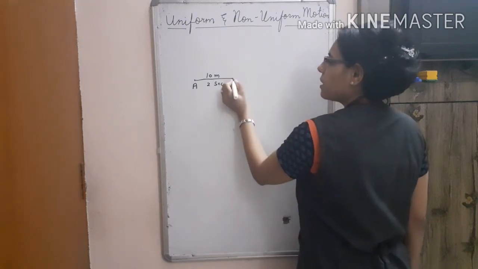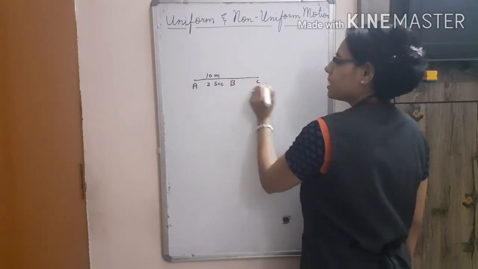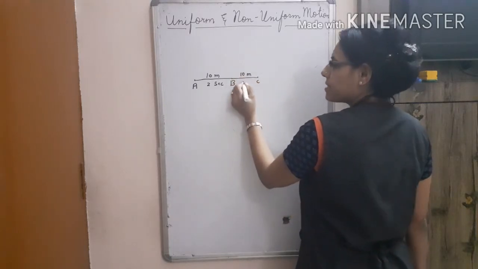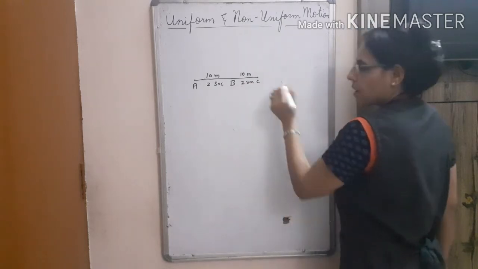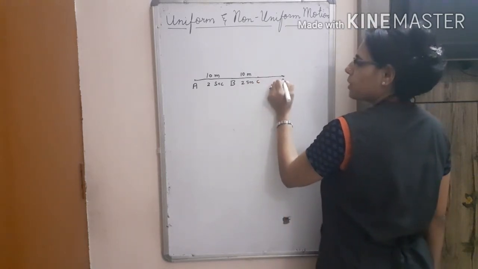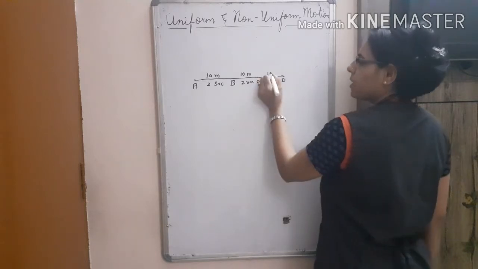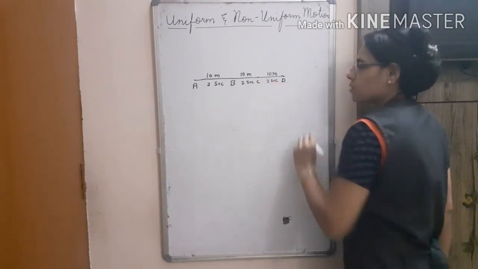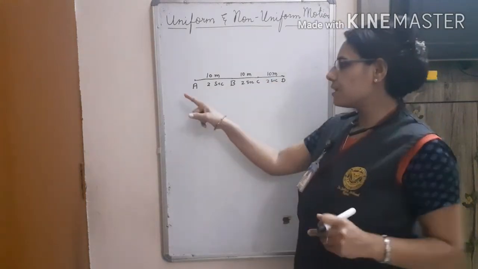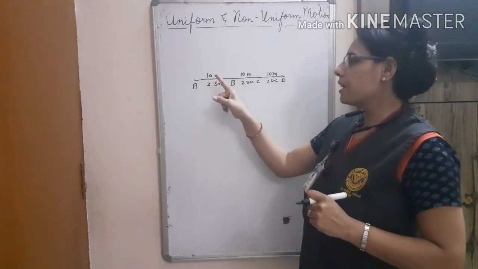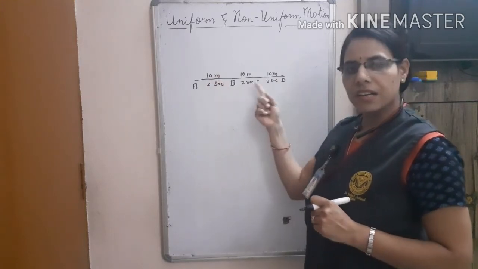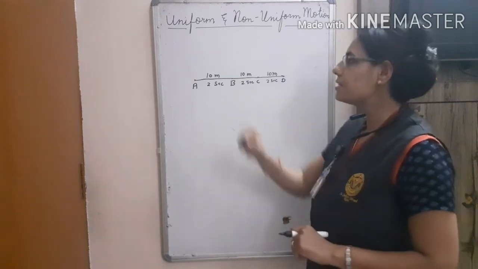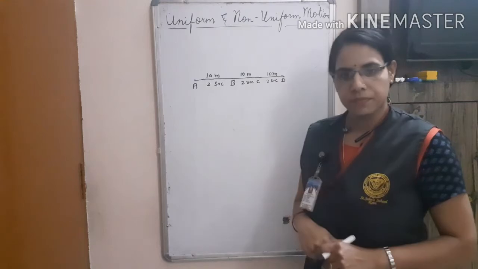Again, it starts and reaches point C, and it covers 10 meters in the next 2 seconds. Then again, it reaches point D and again covers 10 meters in 2 seconds. So, we can see this object is covering equal distance in an equal interval of time. So, the motion of this object is known as uniform motion.